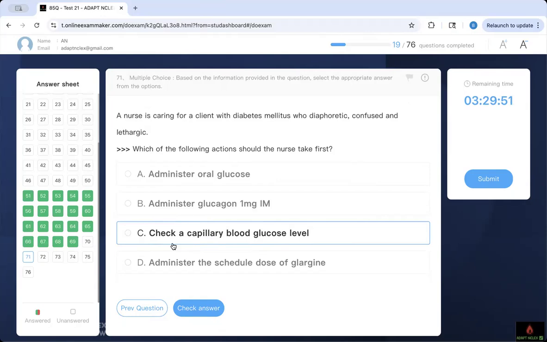It's a common question that the NCLEX will ask you. Administer oral glucose, administer glucagon 1 milligram IM, check your capillary blood glucose level, or administer the scheduled dose of glargine. It's a common question that can show up because everybody who has diabetes will present like that. So you've got to imagine that. What would you do? Pick your answer, let me know, and I'll show you next time when you see it. If you get it right, good. If not, pay attention because they can change the question.